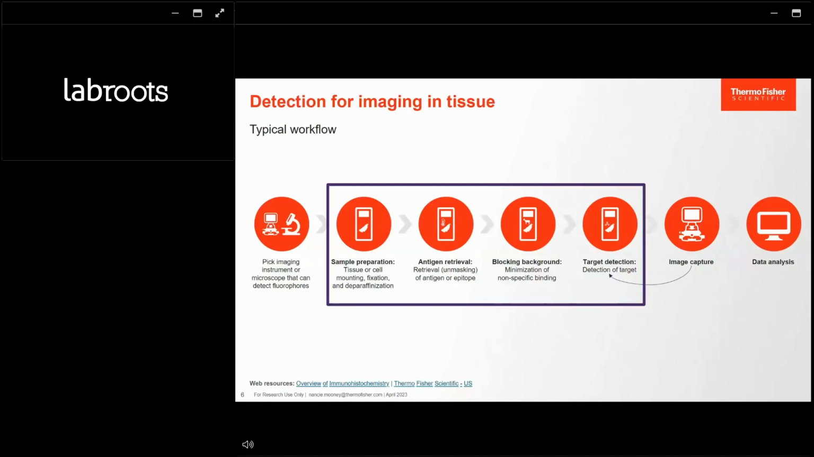Today, my talk is mostly going to be focusing on these earlier stages and a little bit less in terms of target detection specifically, but more of the pre-steps that you need to consider in order to get your best target detection in your tissues.